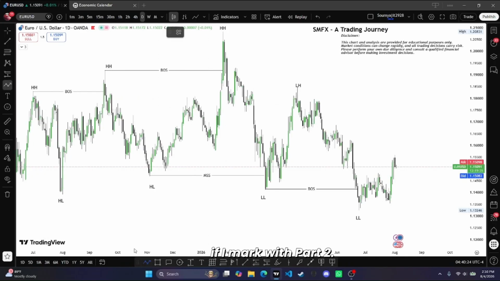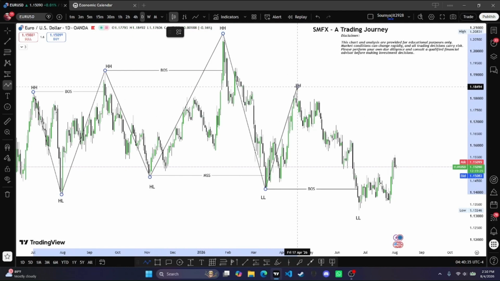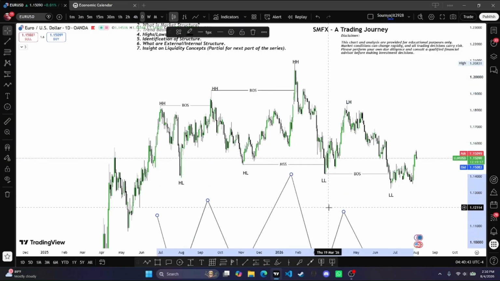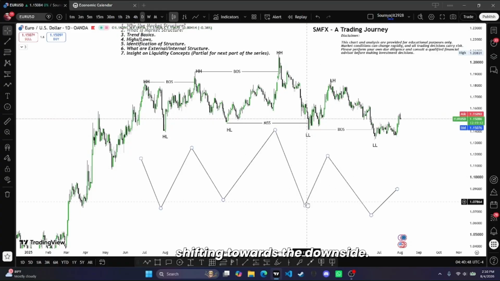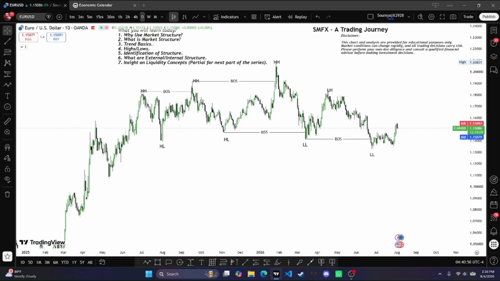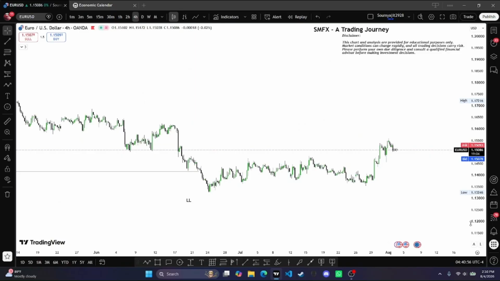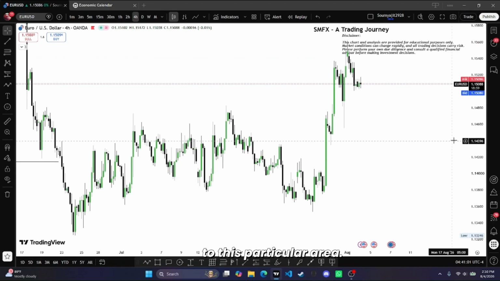If I mark with path 2, so we can clearly see that we are now shifting towards the downside. Alright, now we'll go to 4 hours. In 4 hours, we will only look at up to this particular area.